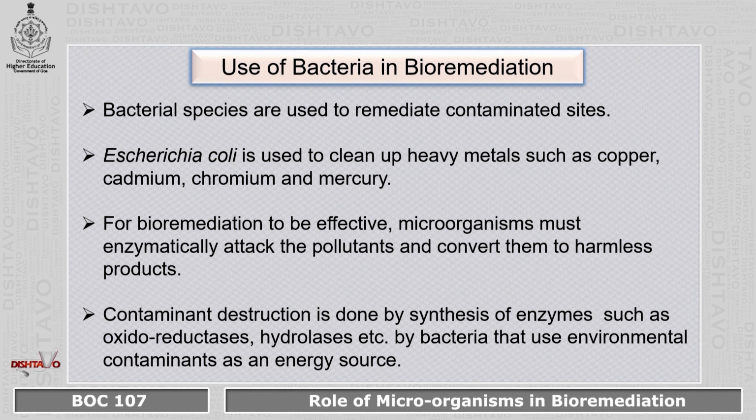Now we will see the uses of bacterial bioremediation. The bacterial species used to remediate contaminant sites include E. coli, which is mostly used to clean up heavy metals such as copper, cadmium, chromium, and mercury. For bioremediation to be effective, the microorganism must first enzymatically attack the pollutants and convert them to harmless products. Contaminant destruction is done by synthesis of enzymes like oxidoreductases and hydrolases, which are produced by bacteria that use environmental contaminants as the energy source.